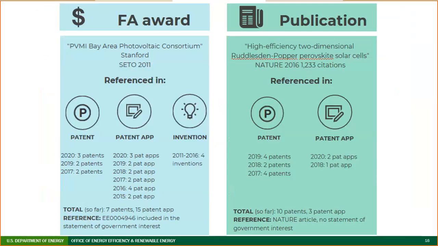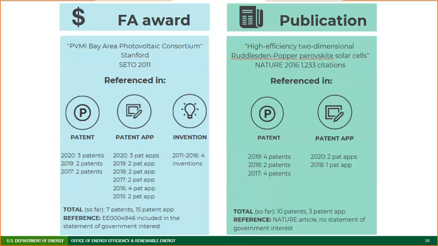I chose one highly cited article with associated patents to illustrate how our tech offices can begin to use this information. The award we are looking at today is a Solar Award, EE0004946, made in 2011 to Stanford. Searching by award number in the patent databases of USPTO and iEdison, we find 7 patents, 15 patent applications, and 4 inventions. Already, the intellectual property generated by this award is impressive.